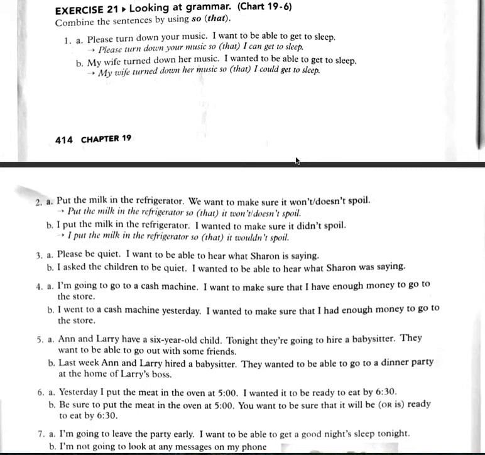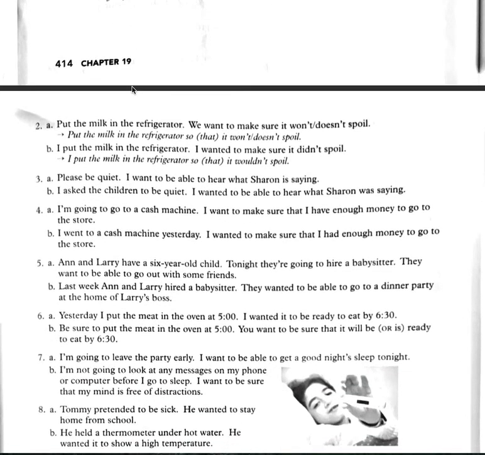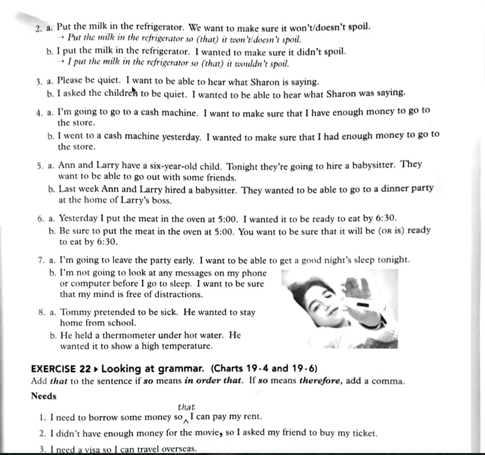So here it says, please turn down your music. I want to be able to get to sleep. So you say, okay, this is going to be present future. So please turn down your music so that I can get to sleep. B, my wife turned down her music. I wanted to be able to get to sleep. So turned, she already did it, it's in the past tense. My wife turned down her music so that I could get to sleep. We're using could because this action already happened. If you go to page 415, look at number 2.